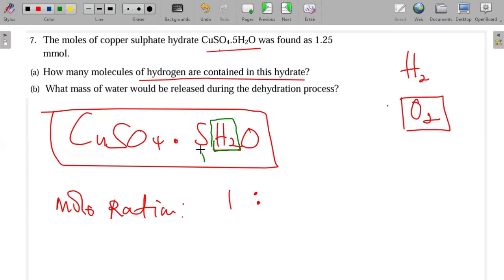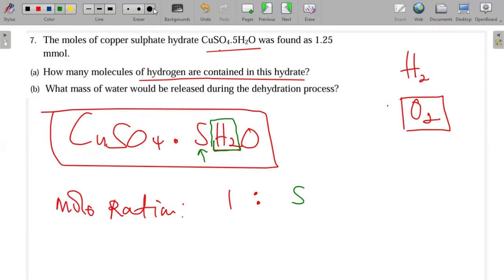And then I'm multiplying it by 5, so it means I have 5 of these molecules of hydrogen. So I'm going to say the mole ratio of this whole thing, if I consider it as 1, to the number of hydrogen molecules is 1 to 5. Meaning if I have 1 mole of this, then I have 5 moles of hydrogen molecules.